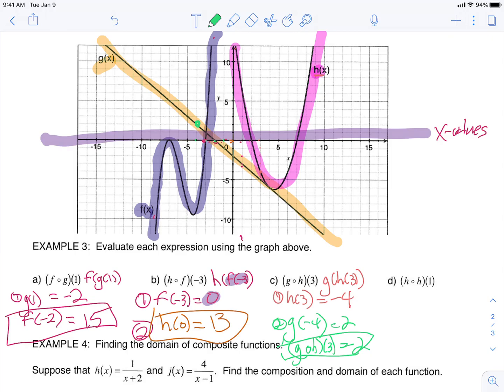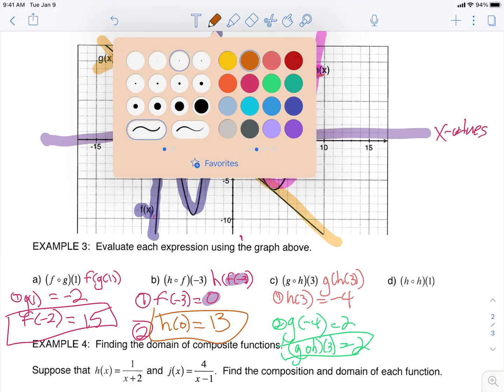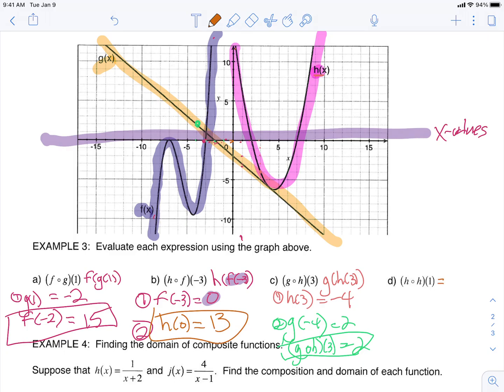Okay, again, pause it, try it on your own. Otherwise, we're going to keep going here. h of h of 1. So first, h of 1. Well, here's where x is at 1, and here's h. I think it's at 6. I'd say that's more accurate. So h of 1 is 6.